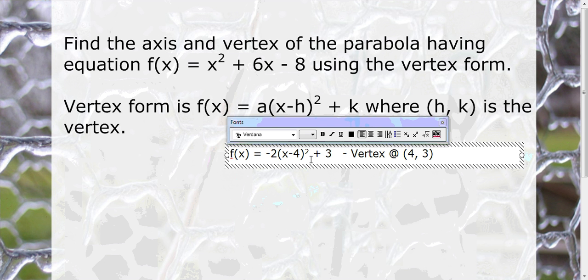Which should not really be a surprise, because going back to what we did in 2.6, 2.7, 2.8, this is being shifted 4 to the right and 3 up. It's squared, so it's quadratic, so it's going to be a parabola. You even know that it's facing down, and it's going to be a little bit steeper than your standard parabola because it's a negative 2.